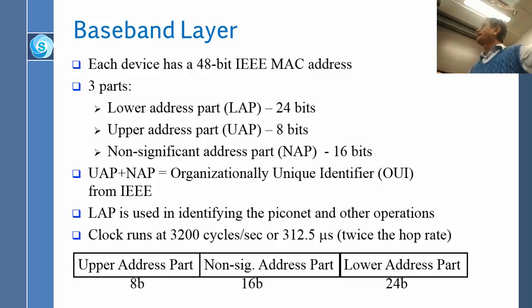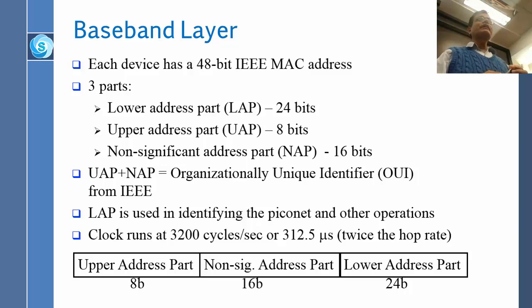The address is a 48-bit IEEE MAC address that is divided into 3 parts: upper part, non-significant part, and the lower part. This adds up to 24 bits and this adds up to 24 bits. If you remember the IEEE addresses, the first 2 bits are multicast and global or local. First is multicast, second is the global or local. And then there are 22 bits of OUI.